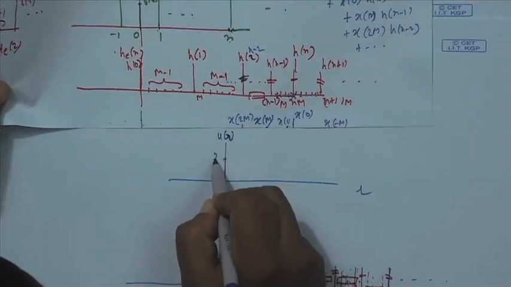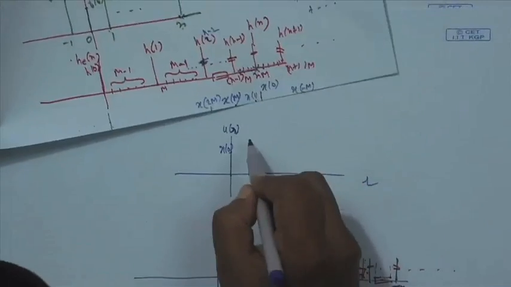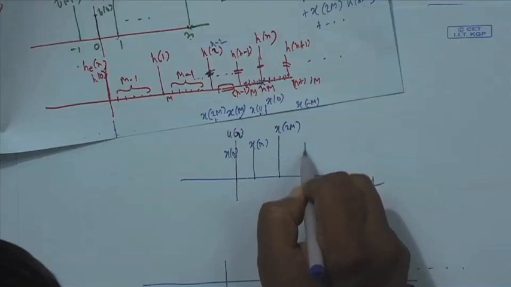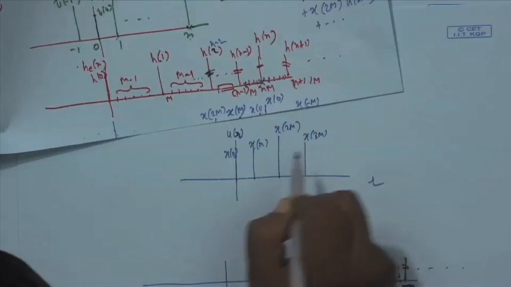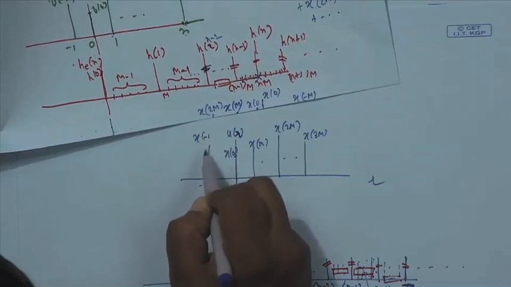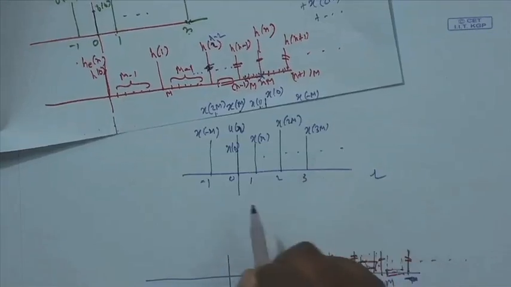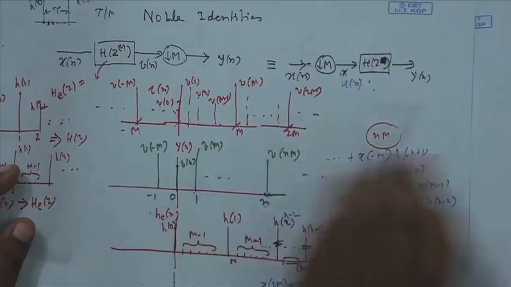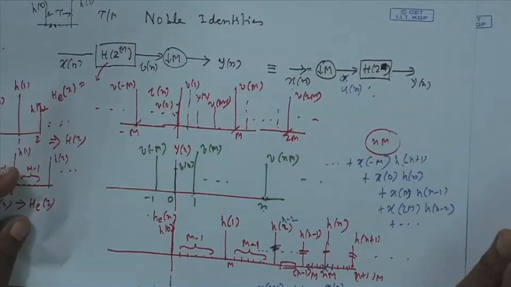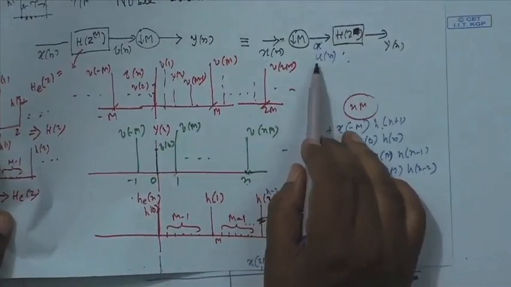So, 0th sample will be x 0, first sample will be not x 1, x 2, but x m, next sample will be x 2 m, next sample will be x 3 m dot dot dot dot, and here you have got x minus m at minus 1, 0, 1, 2, 3 dot dot dot dot, because decimated. So, x 0, then throw away the next m minus 1 samples, then take x m, that is the first sample, then again throw away the next m minus 1 samples, then take the next, that will be the second sample, and dot dot dot. That if you do, that is your u n.